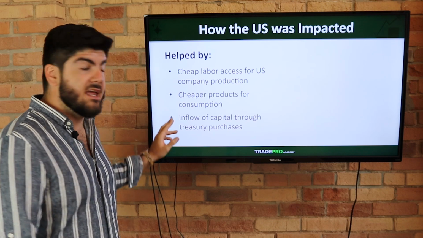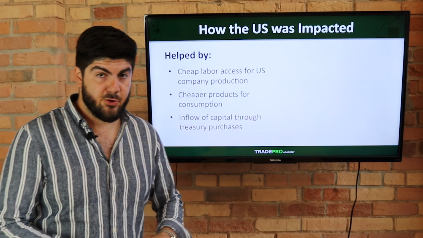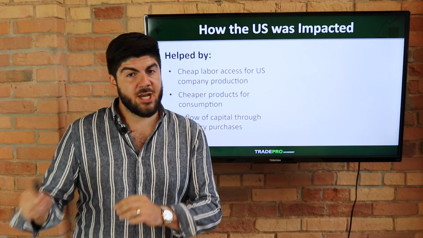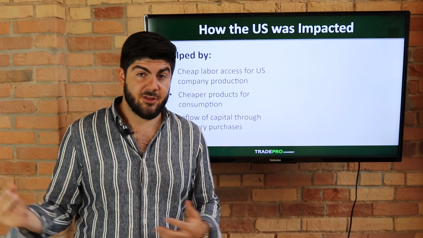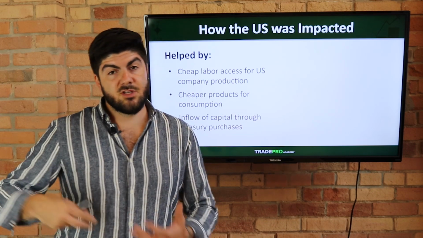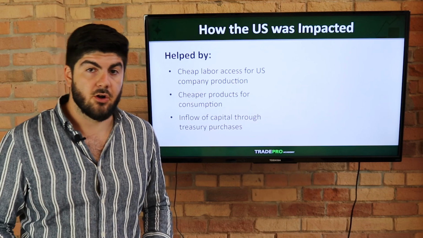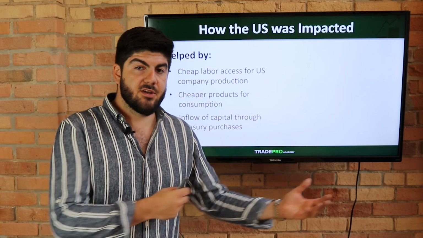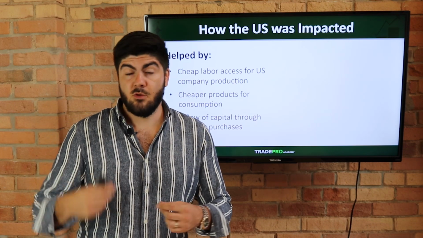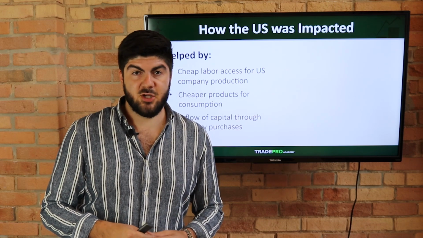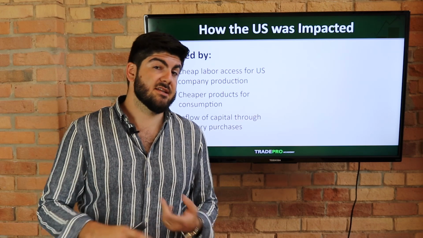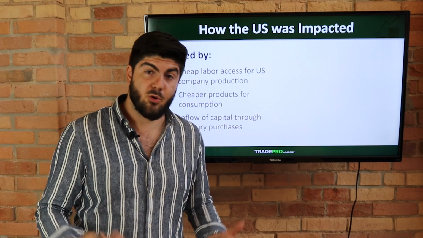And the third way the US was helped by the Chinese relationship, and by far one of the biggest, is the inflow of capital through Treasury purchases. The surplus that China generated as a result of selling their goods to the United States was reinvested into the US dollar, and that flowed into US Treasury bonds, which helped finance the government budget for the United States to invest in infrastructure projects and support the country.